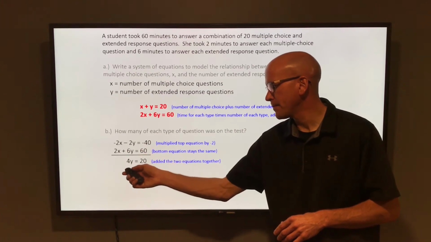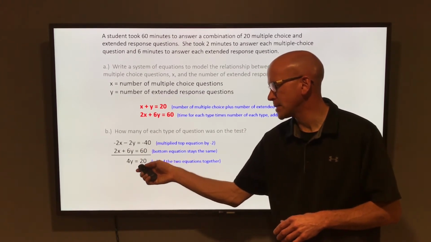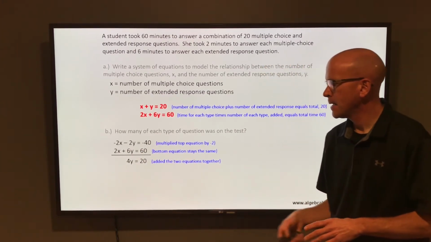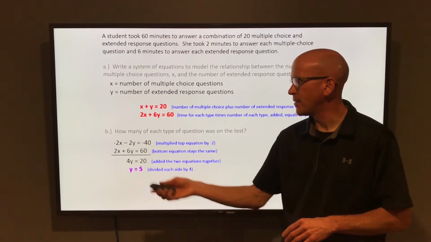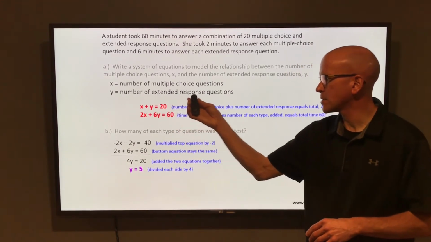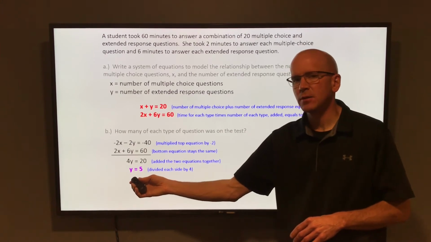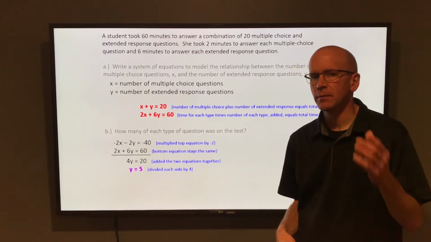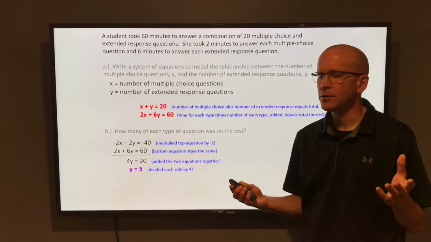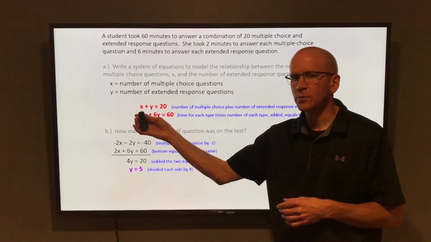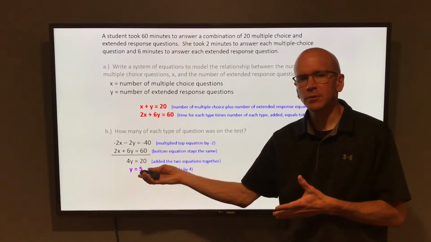-2y and 6y, if you add those, it's 4y. -40 and 60, that is +20. 4y equals 20, that means y equals 5. Remember, y is the number of extended response questions, so there were 5 extended response questions. We still need to find the number of multiple choice questions. It's not hard to do because there were only 20 questions. So all you'd have to do is take 20 minus 5.